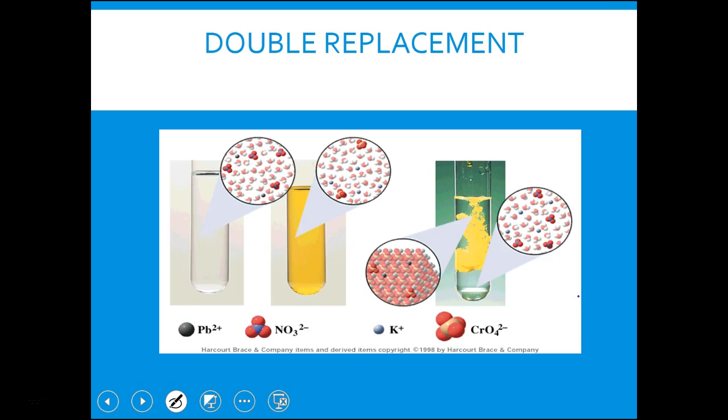We have lead nitrate over here, and we have potassium iodide over here. And when we put them together, we get a solid. This solid, our potassium chromate, this solid that we get is lead chromate, okay? So it's kind of pretty cool, actually.